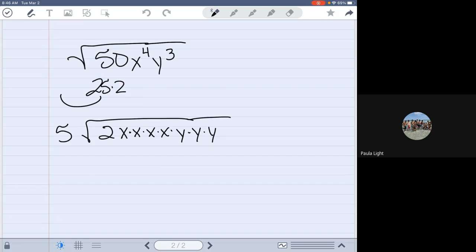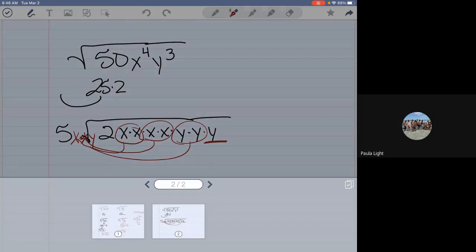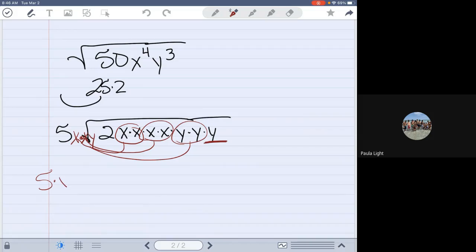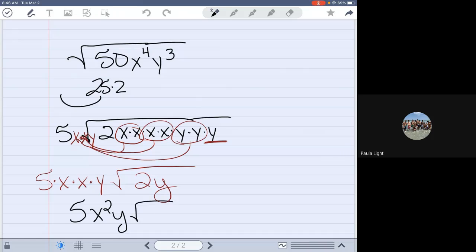Right? And you look for pairs. Here's a pair, so one of them gets to come out. Here's another pair, so another one gets to come out. Here's a pair of y, so a y gets to come out. But the other one is stuck. He's stuck under the radical with the 2. So now I have 5 times x times x times y, radical 2y. Now you wouldn't leave it written like that. You would take those x's and rewrite them as x squared. So this would show up as 5x squared y, radical 2.